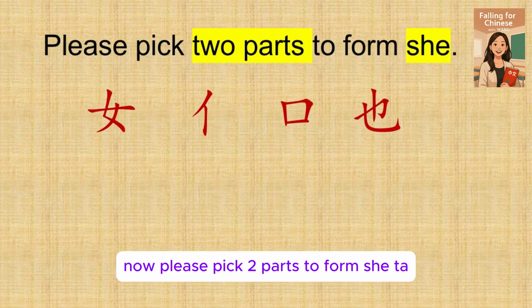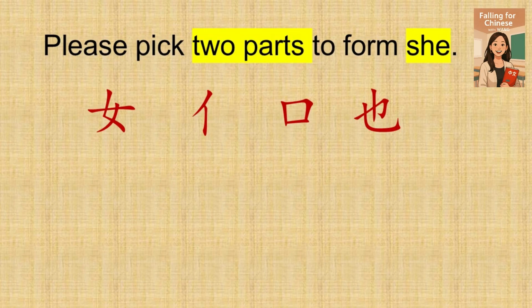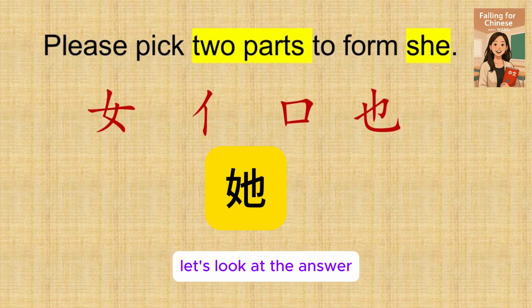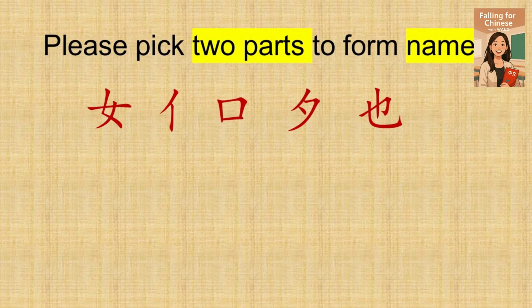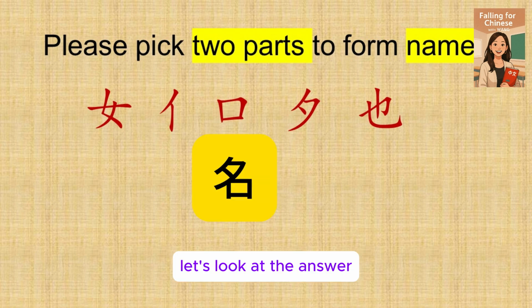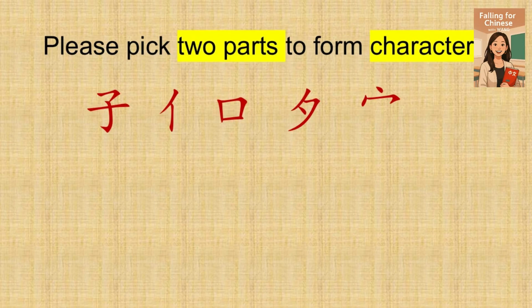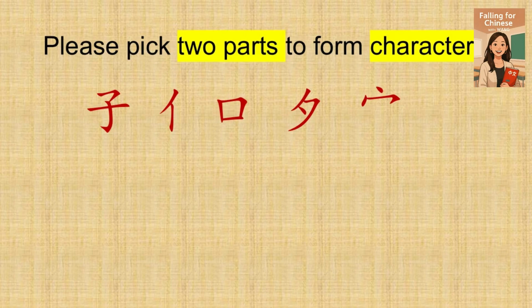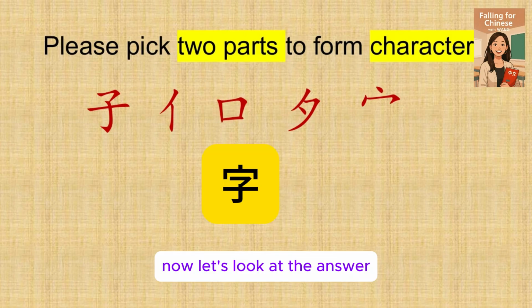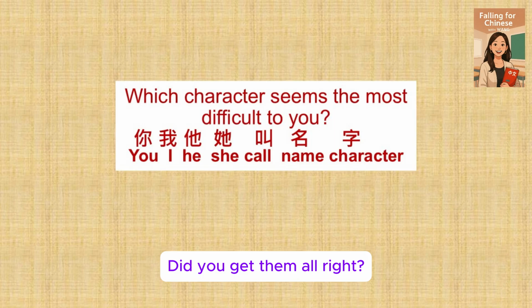Now please pick two parts to form she, 她. Let's look at the answer. Now please pick two parts to form name, 名. Let's look at the answer. The final one, please pick two parts to form characters, 字. Now let's look at the answer. Did you get them all right?